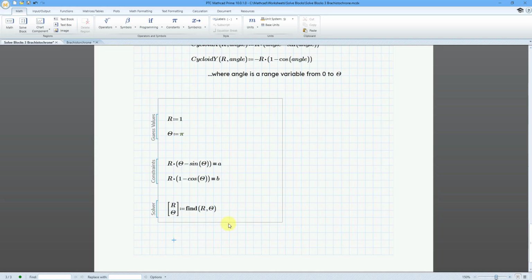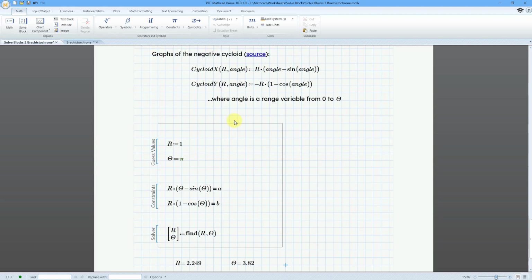Let's evaluate our different variables. So R in this case for these 2 values is going to be a value of 2.249. And let's evaluate theta. This time I will use the keyboard shortcut for the capital theta, Shift Q for capital Q, Control G, and then let's use the equal sign. And so this is an angle of 3.82 radians. So anyhow, let's now take a look at graphing that.